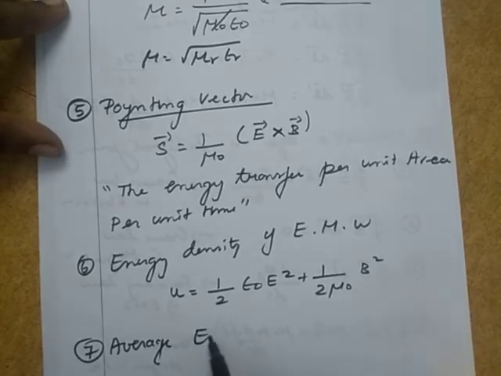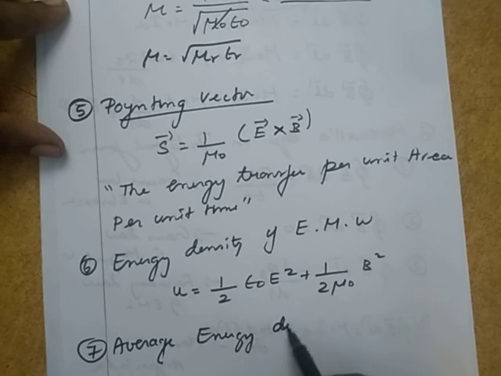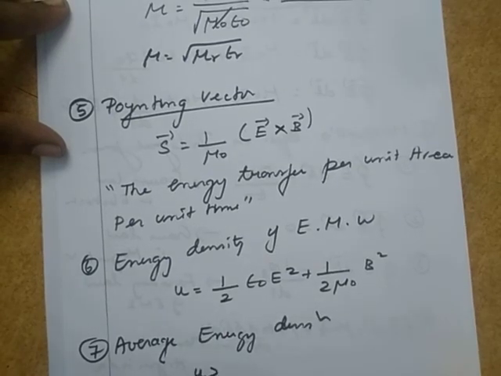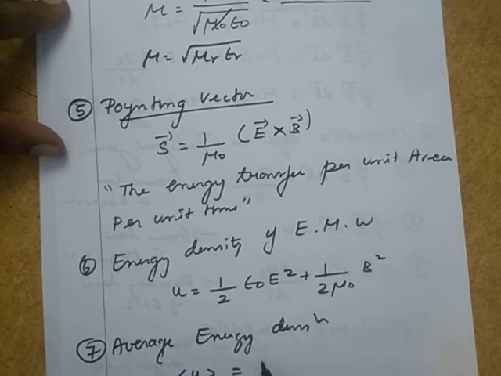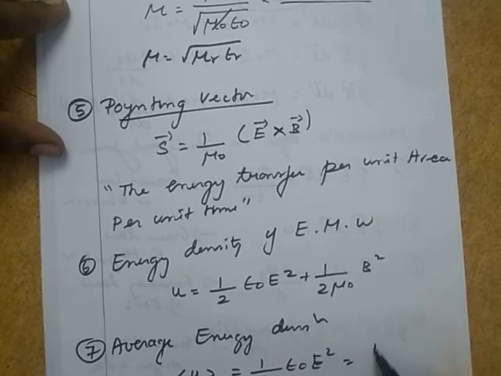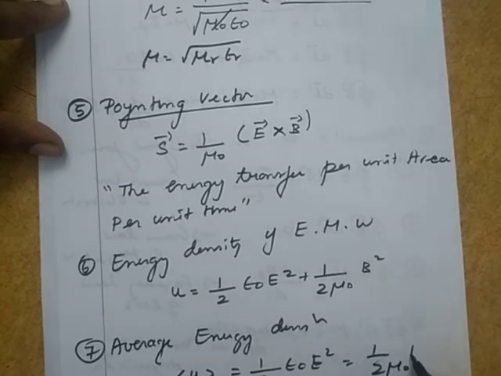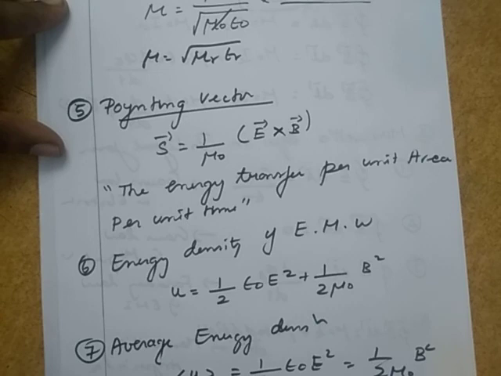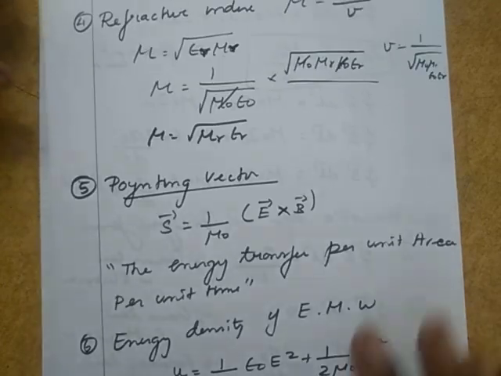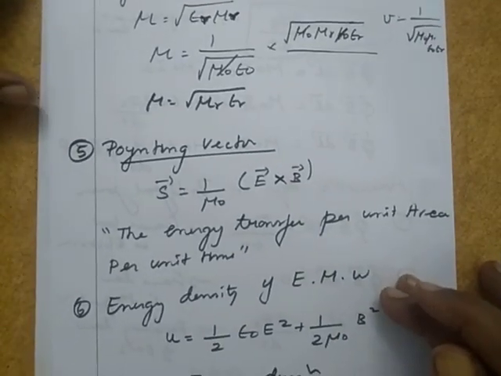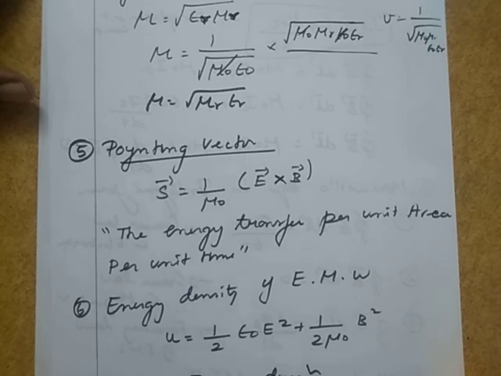Then the average energy density, U, is equal to 1 by 2 epsilon naught E square. This can also be written as 1 by 2 mu naught B square. The first is the average energy density in terms of the electric field, the second in terms of the magnetic field. Using these expressions we can easily solve the multiple choice questions.